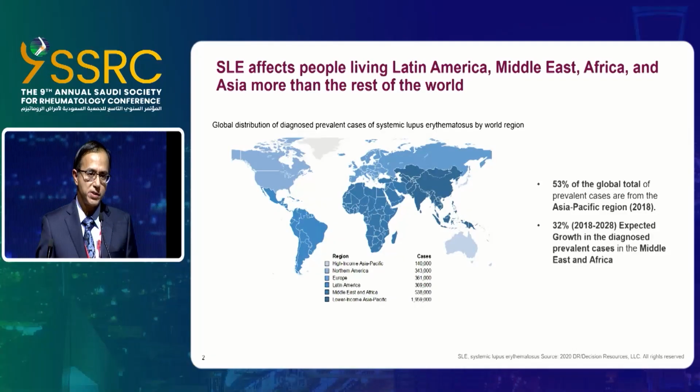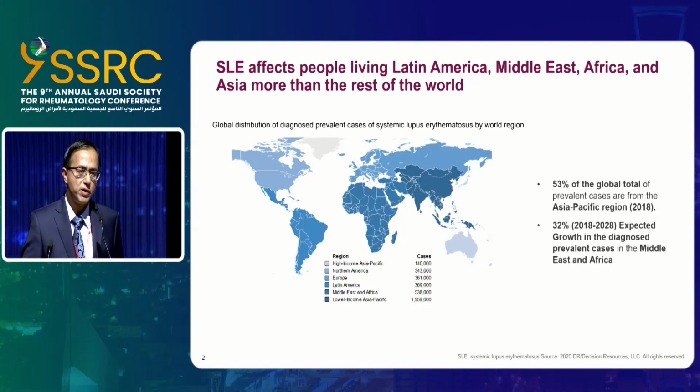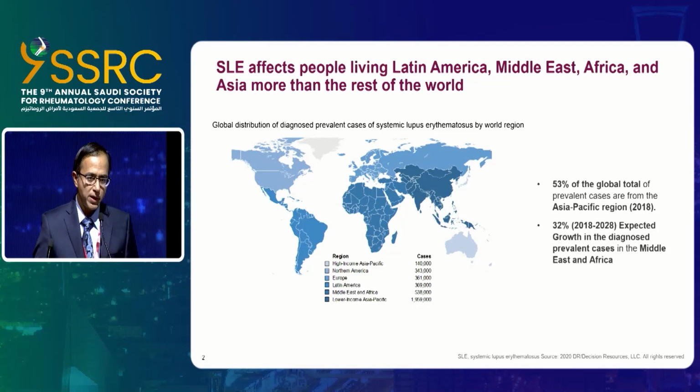As you know, SLE affects people all over the world, and there is a trend that SLE is increasing in the Middle East and North Africa. We see now the overall projection between 2018 and 2028 is roughly about 32%, 1/3 of the total population of lupus, and the Asian population being roughly about 53%, which is projected since around 2018.